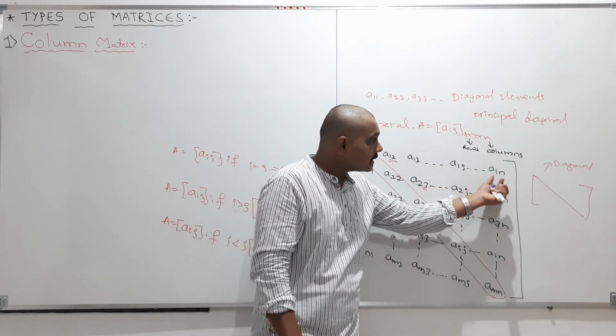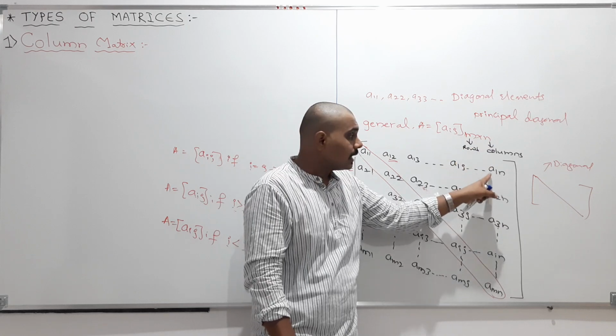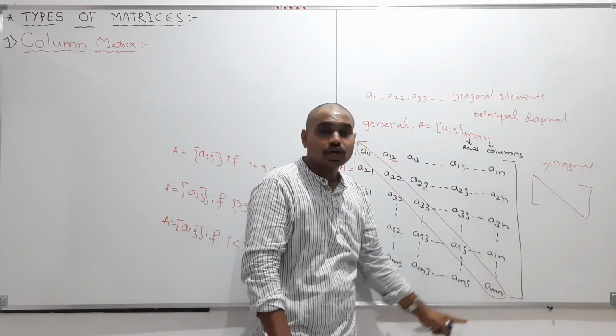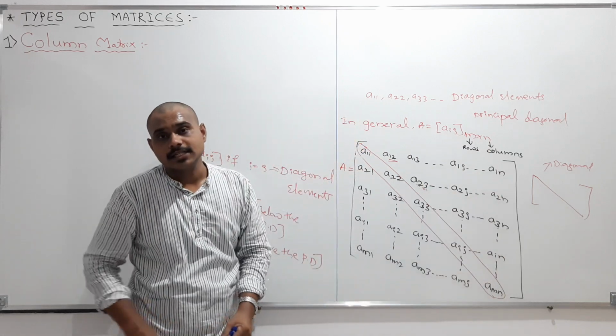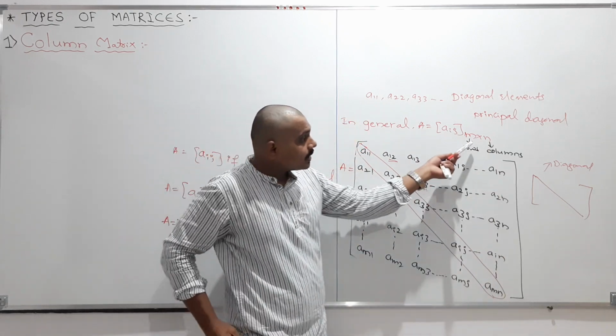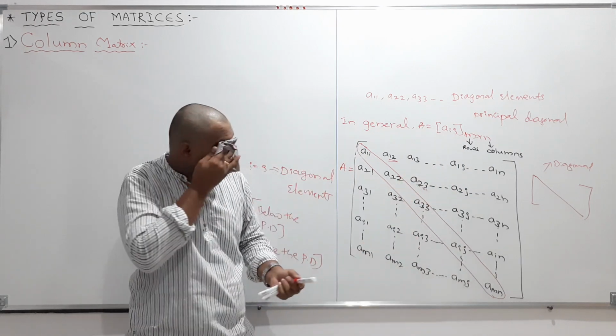Next, lastly, how many rows and how many columns do I have? There must be n columns. For that, a1n, the last element, the last column should be 1n. So therefore I am writing a1n. And now my dear students, how many rows must be there? There must be m rows. So therefore I am writing here.